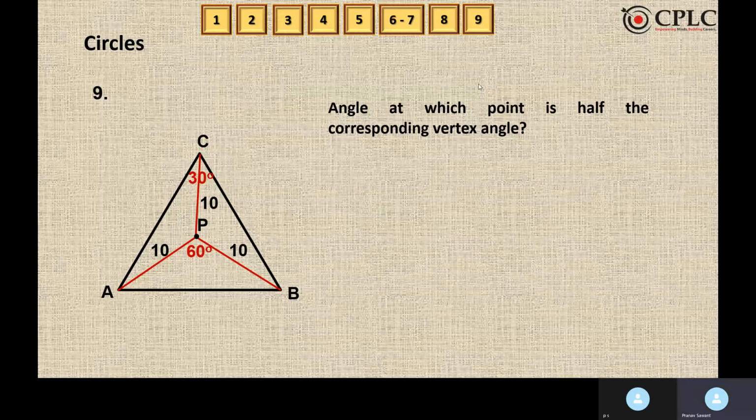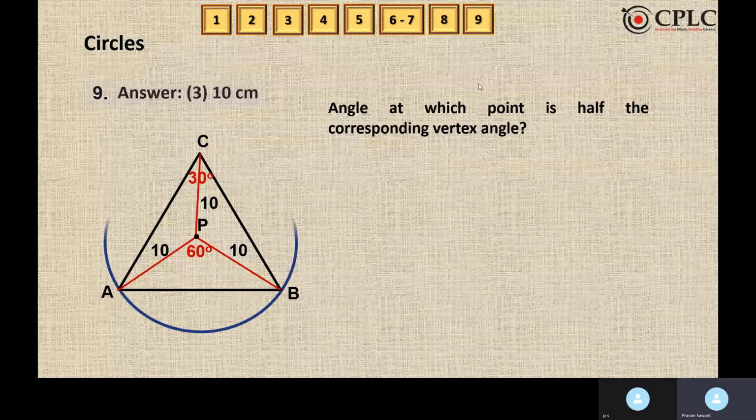And if we join PC, we'll still get the same. We can form a circle. So this is going to be a circumcircle, and PA, PC, and PB are going to be circumradius. So we can say that the answer is going to be 10 centimeters. That is option 3. Thank you.